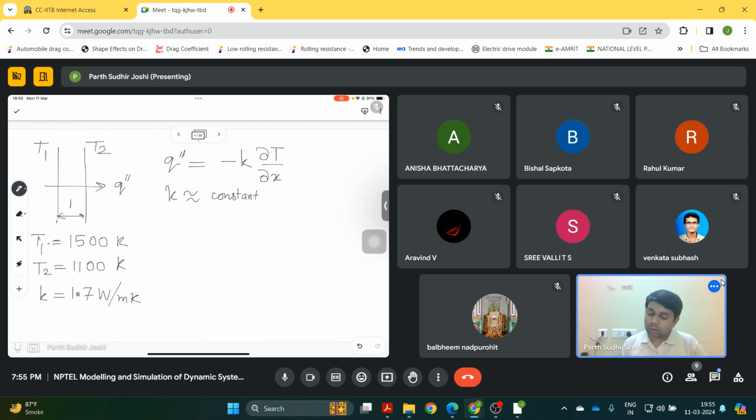So let us call this thickness T. Then we can write del T by del X as T2 minus T1 upon thickness T, which is basically linear. So we can assume that the temperature distribution is linear. Let us say our origin is here, so at x equal to thickness T, the temperature is T2. So this is how we can write the temperature gradient now.